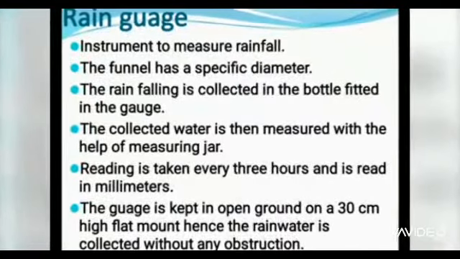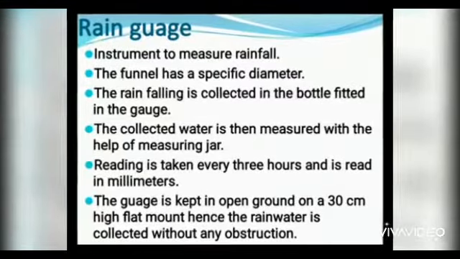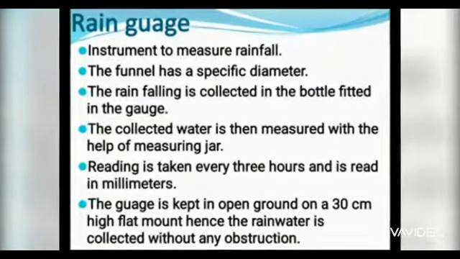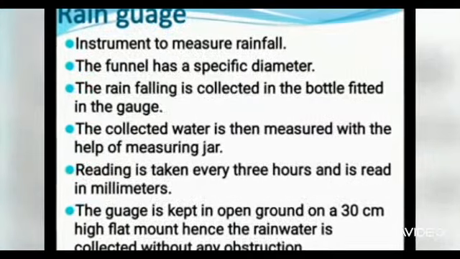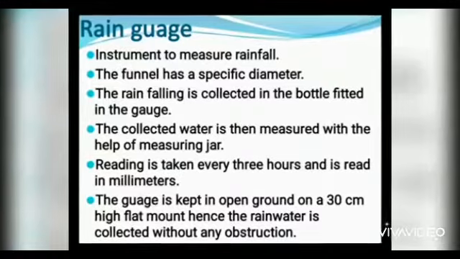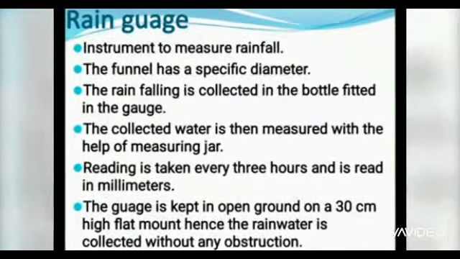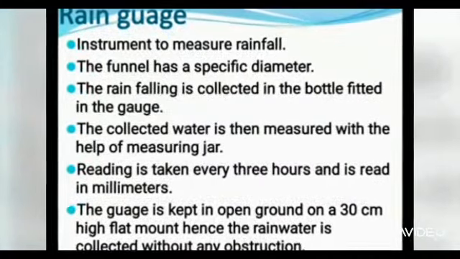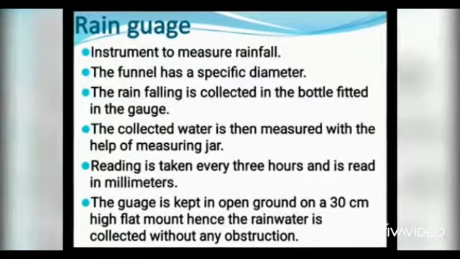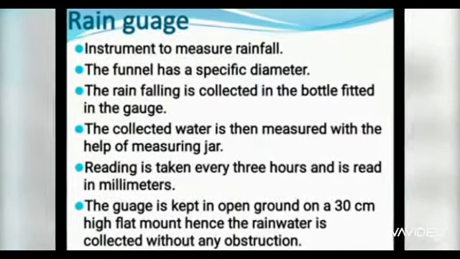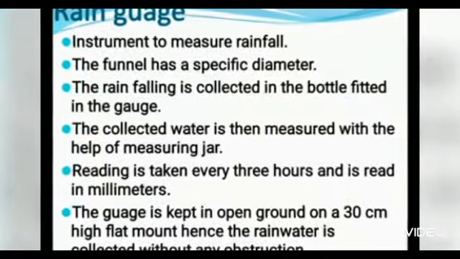The funnel that is used in the rain gauge has a specific diameter. The rain falling in this funnel is collected in a bottle fitted in the gauge. The collected water is then measured with the help of a measuring jar.